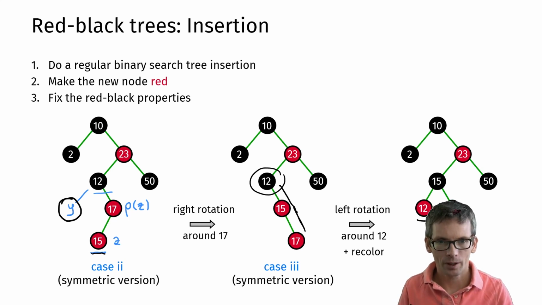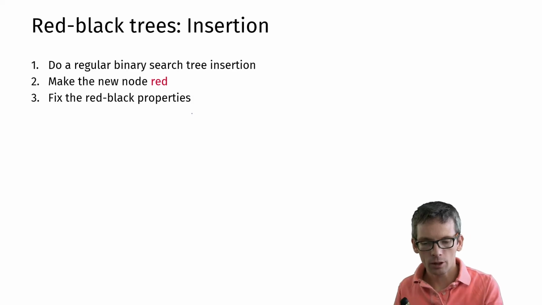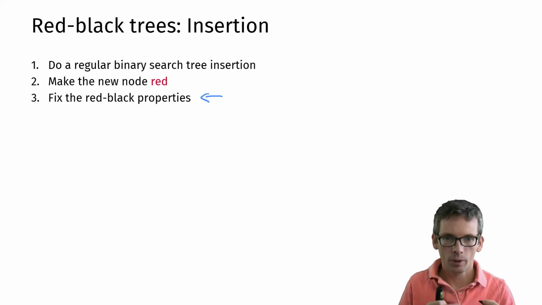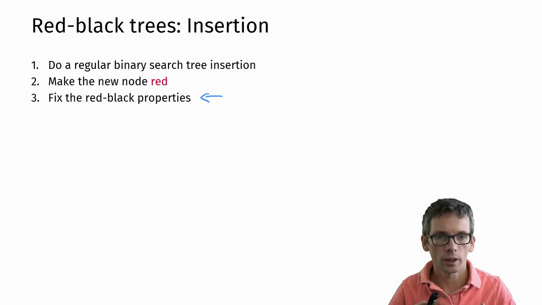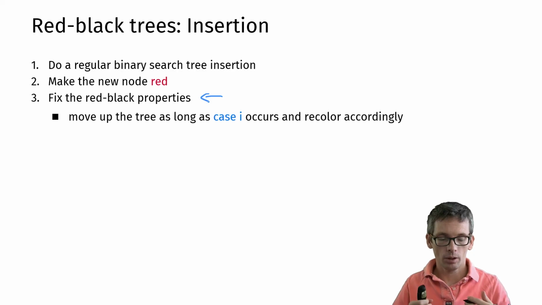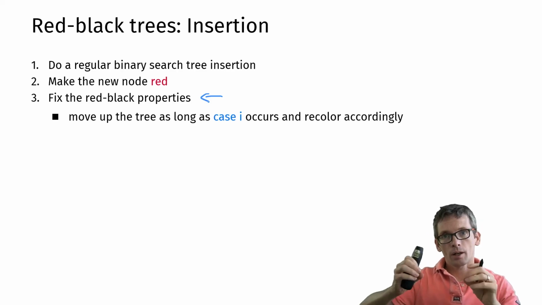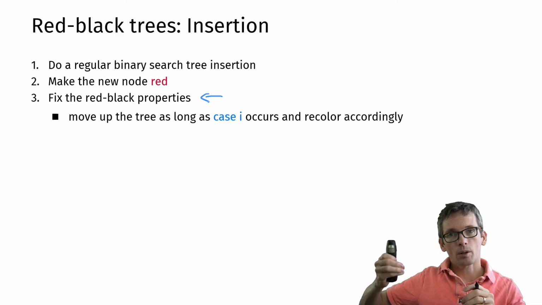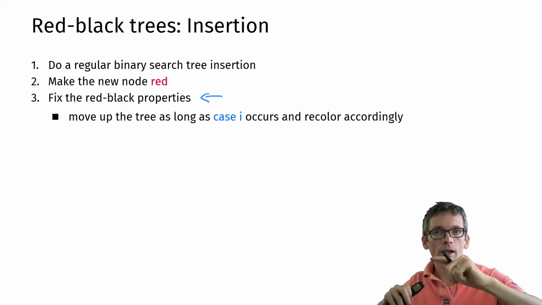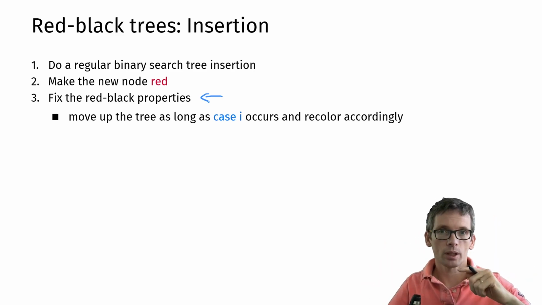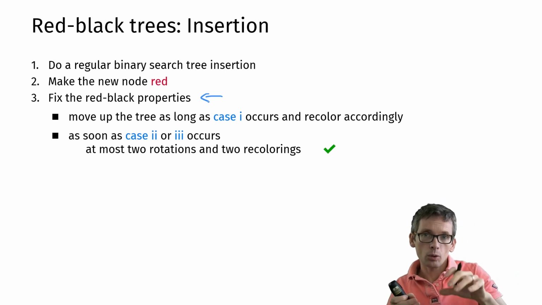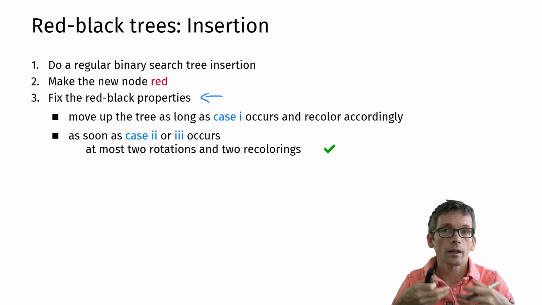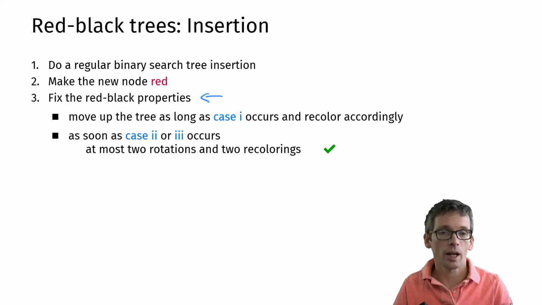So let's recap what happened here. We have these 3 steps, and the interesting step, of course, is fixing the red-black property. How did we do that? We move up in the tree as long as case 1 occurs. Case 1 was where the other child of the grandparent was also red, and we have to recolor, and in that way the violation might move up the tree. If we don't have case 1, then we have case 2 or 3. Then we need to do at most 2 rotations, and in that way can fix the red-black property.